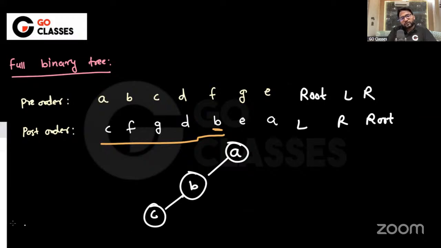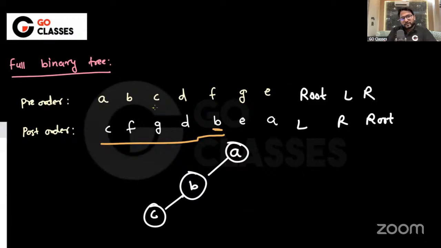Okay. So once you find out the root, always go to the post order. See where C is ending. So basically C doesn't have anything else. C is actually a leaf because it ends with the root. C doesn't have anything on the left, right? So this is fine.